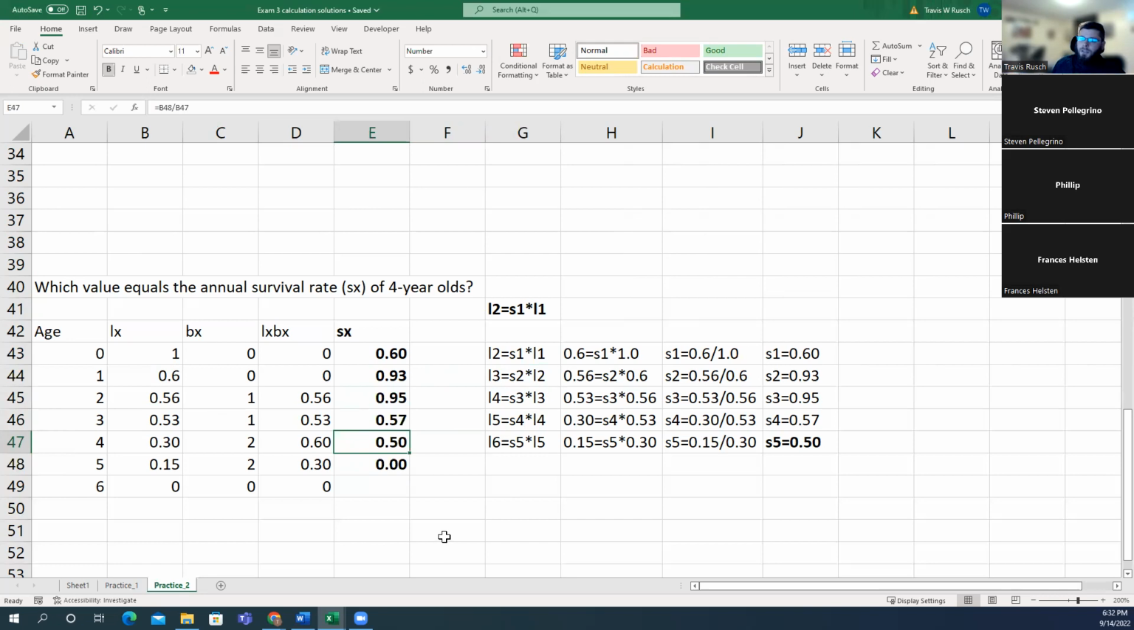Okay, so I think those are two examples where you're going to have to add a column, possibly add a second column and do calculations, asking for values that are not in the current table, but you need to build and fill in the rest of the life table.